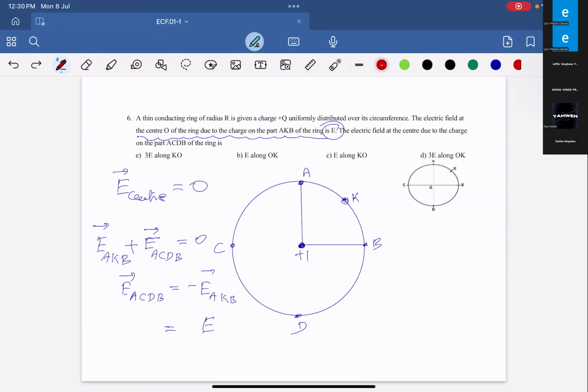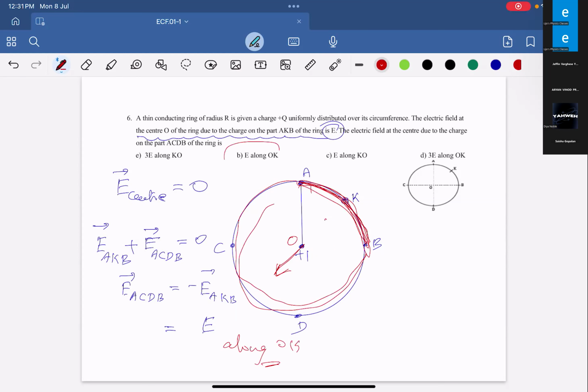Where is AKB's field? Look at this. This is AKB. AKB's field is in this direction. So negative of that means it is in this direction. That is from where to where? O to K. That is why I said E along O to K. Actually, it's very simple. This arc is repelling this +1 in this direction. So the rest of the arc is repelling this +1 in this direction. So finally, the answer is E along OK. Understood now?